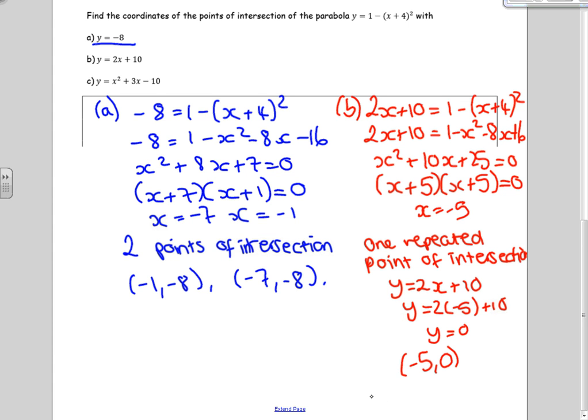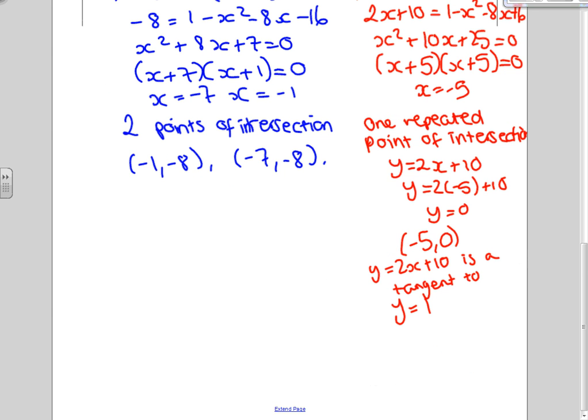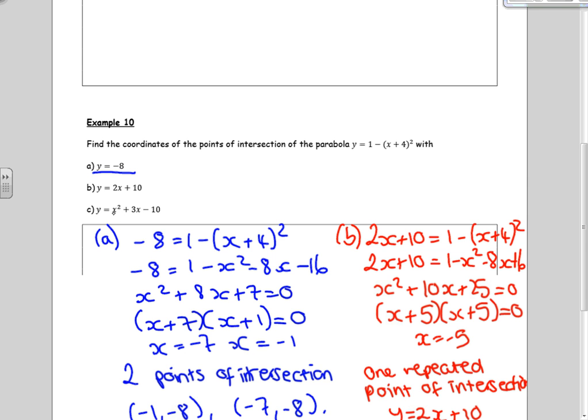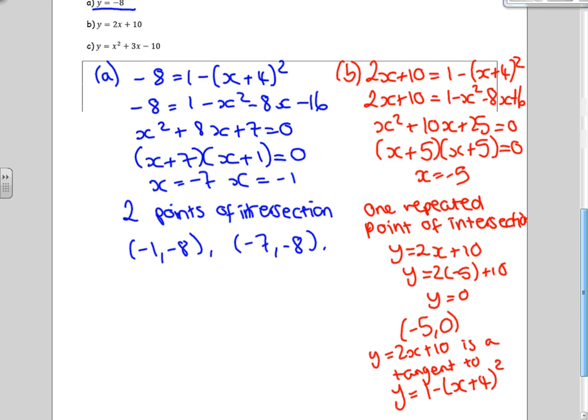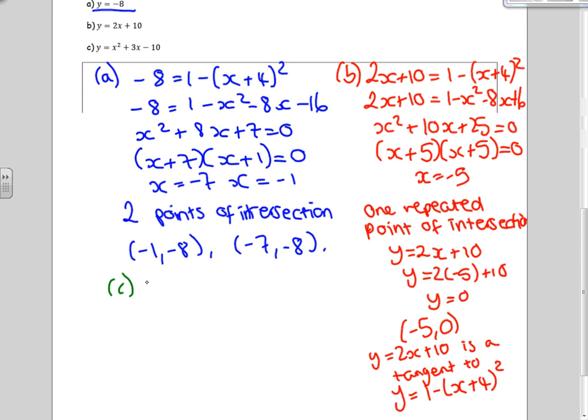But of course that means that y equals 2x plus 10 is a tangent to y equals 1 minus (x plus 4) squared. So moving on to C now, we have y equals x squared plus 3x minus 10. So for C, again we're going to set them equal to each other, so we'll have x squared plus 3x minus 10 is equal to 1 minus (x plus 4) all squared.